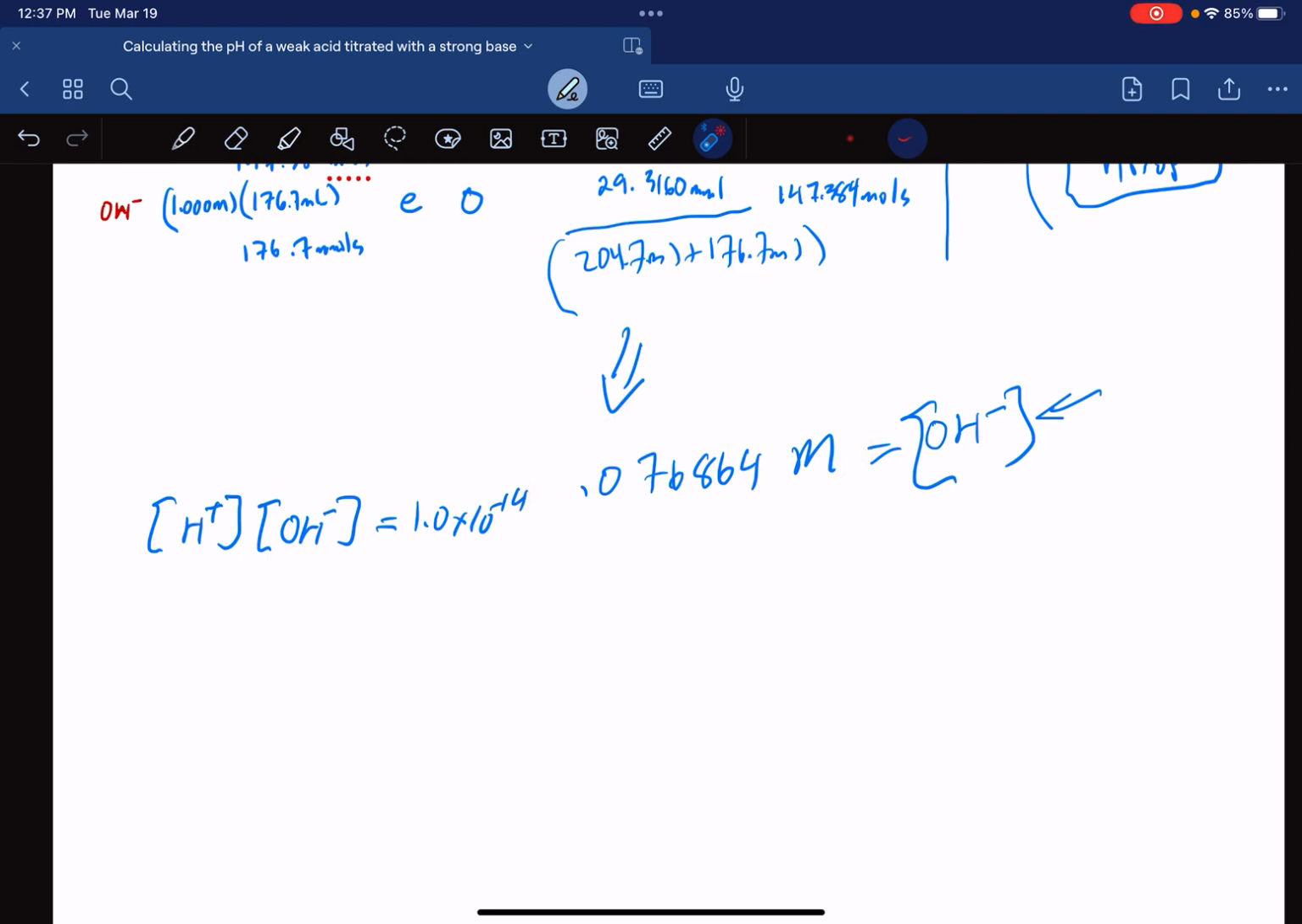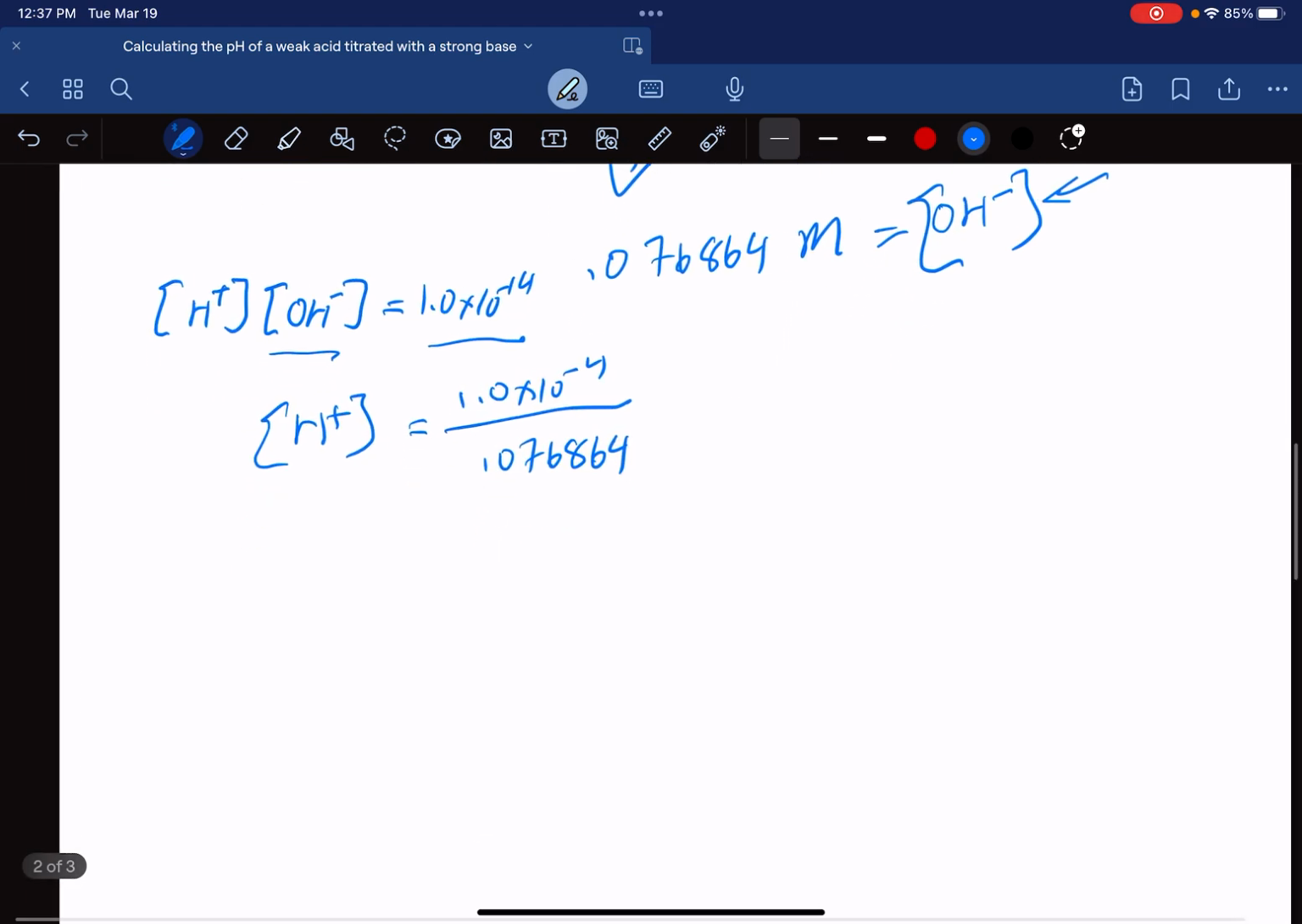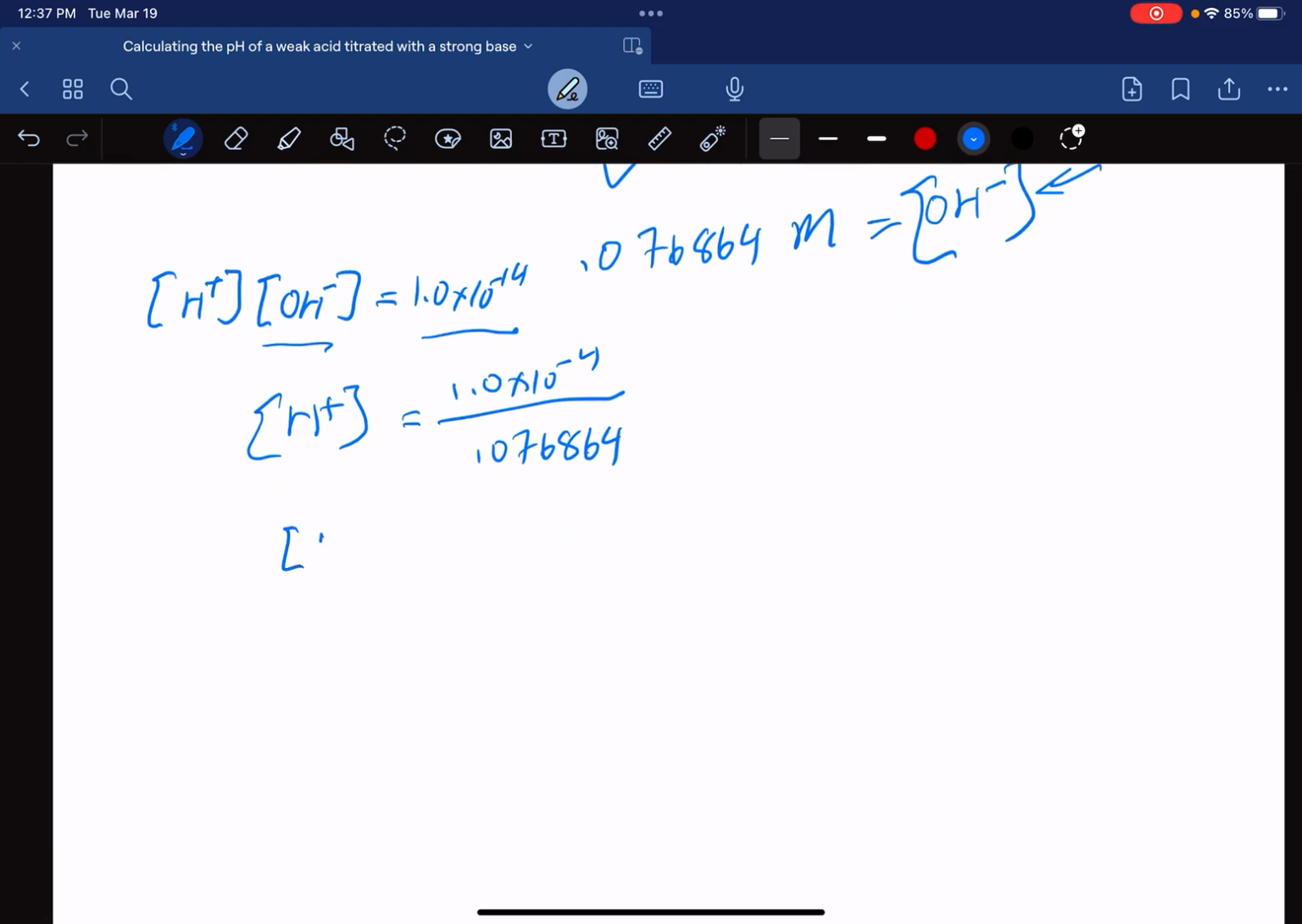And essentially what we're going to do is divide this number right here by our OH minus. So our H plus concentration is going to be equal to 1.0 times 10 to the negative 14, all divided by 0.076864. I'm keeping all these numbers in there, all the significant figures. We're going to wait till the very end to mess with that. And when we do the math on this, my H plus concentration is going to be equal to 1.31401 times 10 to the negative 13 molar.